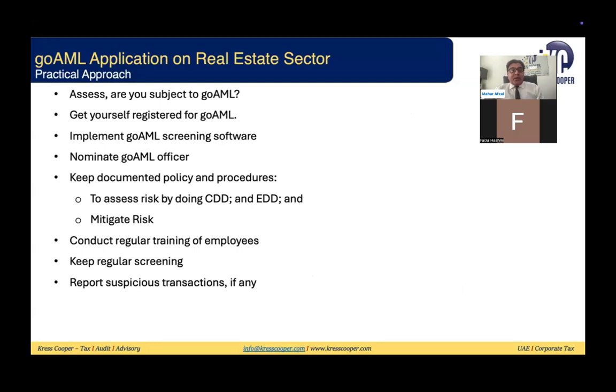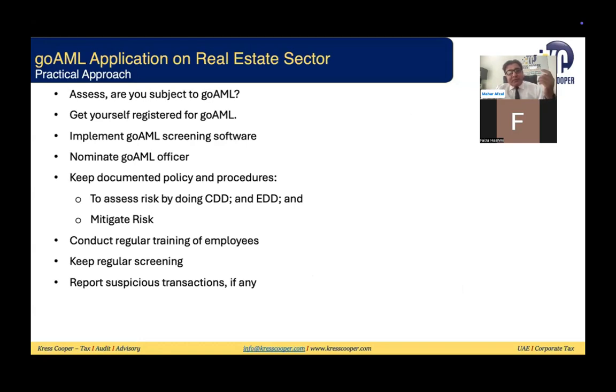So what is the practical approach to goAML? First of all, you need to assess yourself. I'm asking typically about the real estate sector: are you a broker? Yes or no? If you are a broker, you need to get yourself registered for goAML. Once you are registered, it is better to take a software from the market. That software will be doing screening for you.